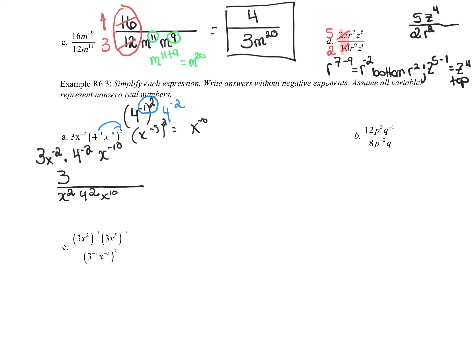And then I can just clean this up one more time. We always write numbers first in math, so 3 on top, 4 squared is 16. On the bottom, you have to add those two. So 2 plus 10 is x to the 12th power.